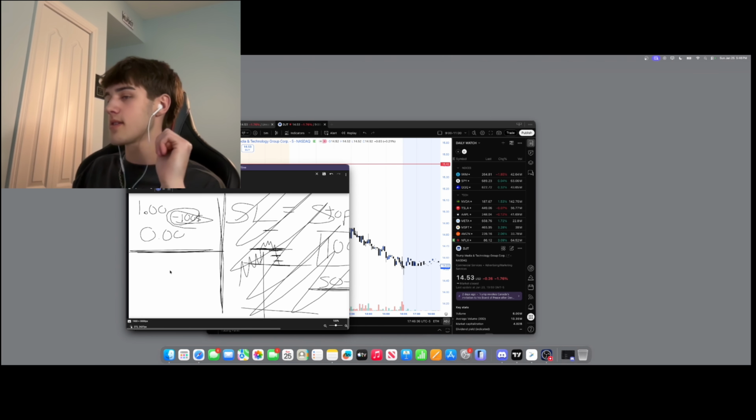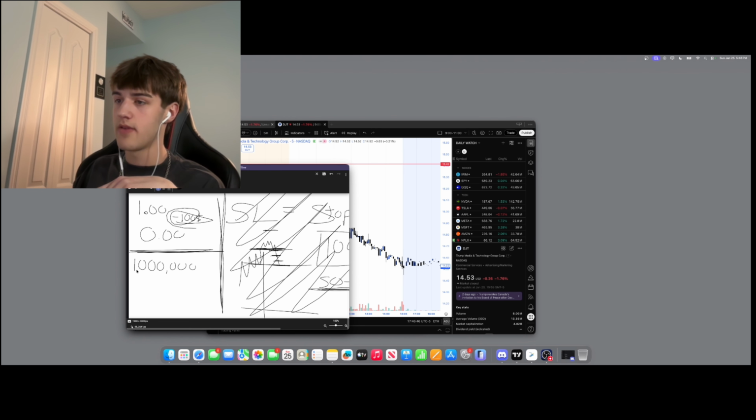Most hedge funds will use options. Let's say they buy $1 million of a stock. Okay, so $1 million of a stock.